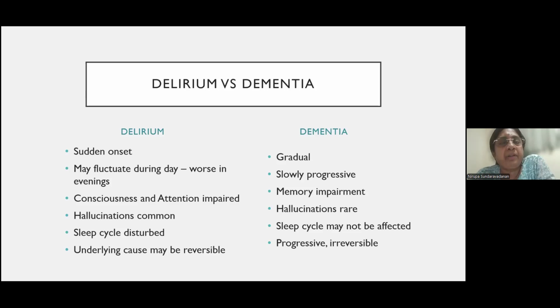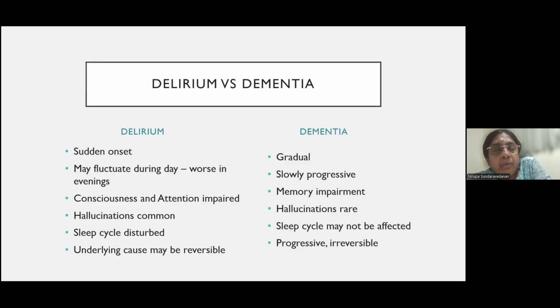As we know, it's a slow loss of memory. Usually, it's memory that fails. They forget names, they forget faces, they forget words. And then things slowly get worse over months or years. Delirium may fluctuate during the day, and if there's a diurnal variation, it usually gets worse in the evenings, though it may not always be so. Dementia is slowly progressive. Over months, somebody becomes more and more forgetful. So it's a memory impairment in dementia.